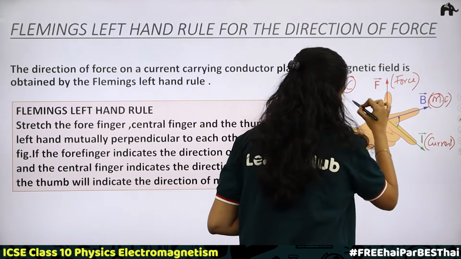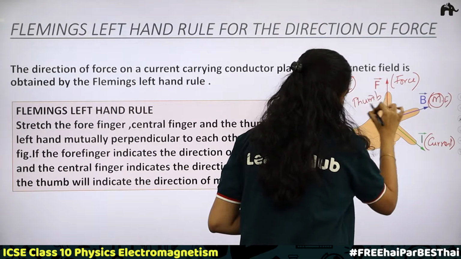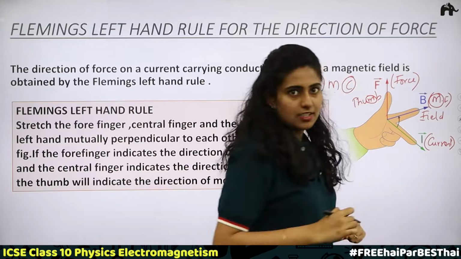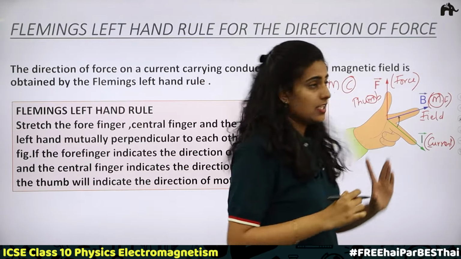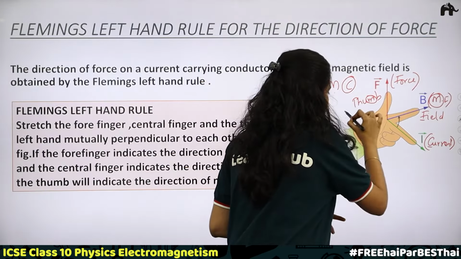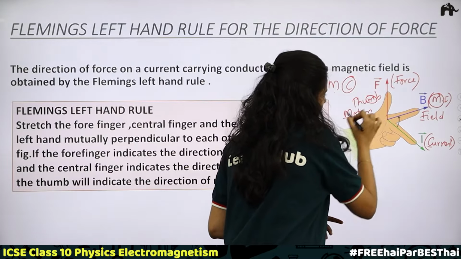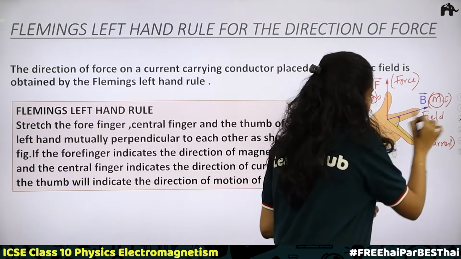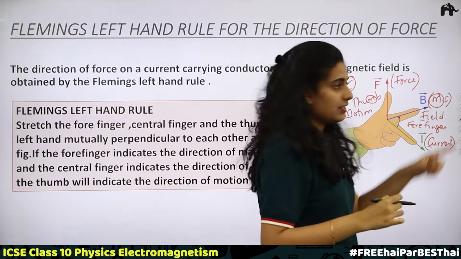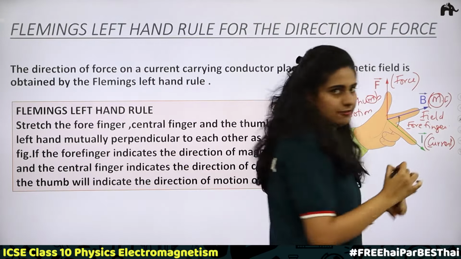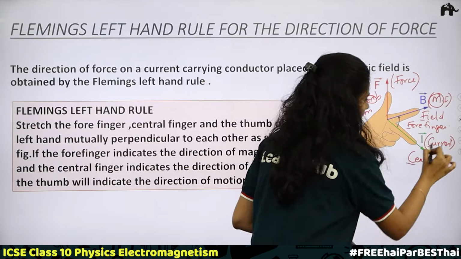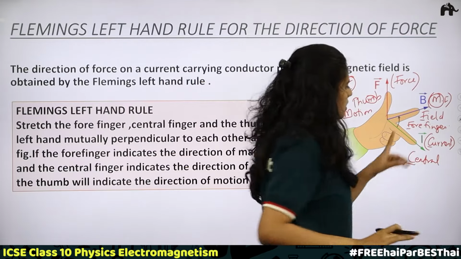Here, this is your thumb. Take this M. Then you have field, take this F. Then you have current, take this C. So how do you name these fingers? This is your thumb, M, the direction of motion, or direction of force. Then this is your forefinger, F, forefinger F, field F. Then this is your central finger, C, current C. Even using this code, you can remember this.